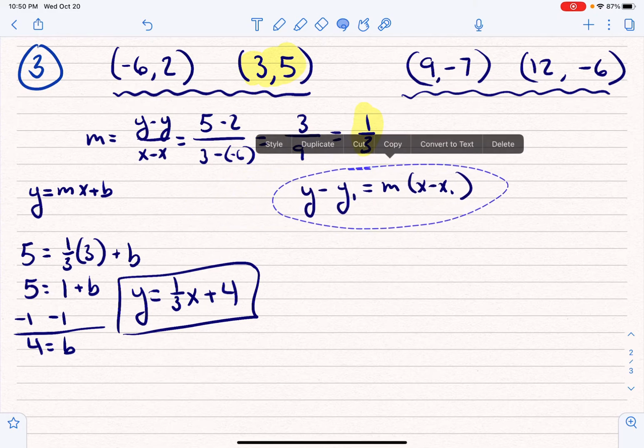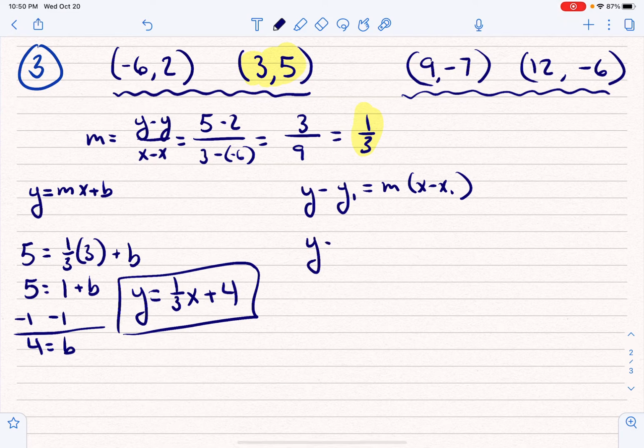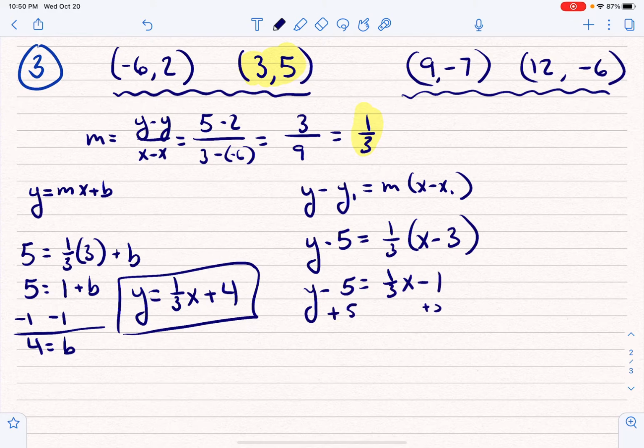This is called point slope form. And again, we plug everything in. So we say y minus my y value of 5 equals my slope. What's my slope? 1/3 times x minus my x value of 3. So I say y minus 5 equals 1/3 x. 1/3 of negative 3 is negative 1. And then I add 5 to both sides. And I get y equals 1/3 x plus 4. And check it out. It's the same answer because math is true.